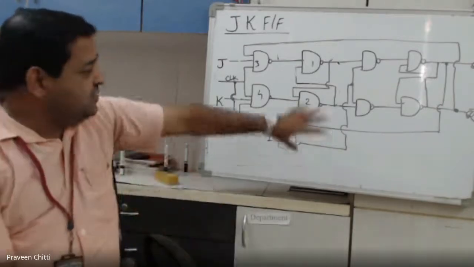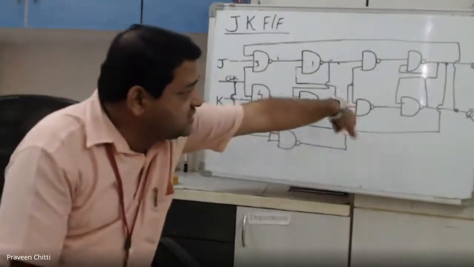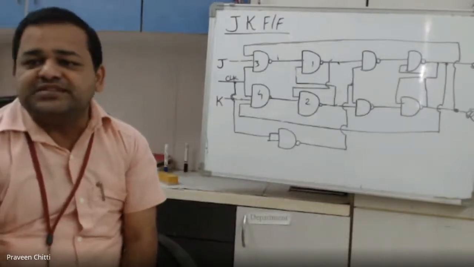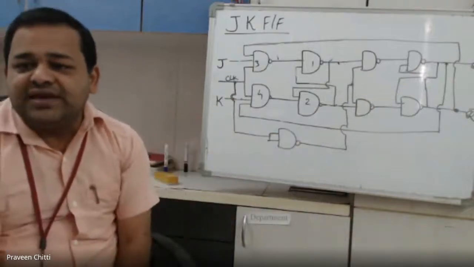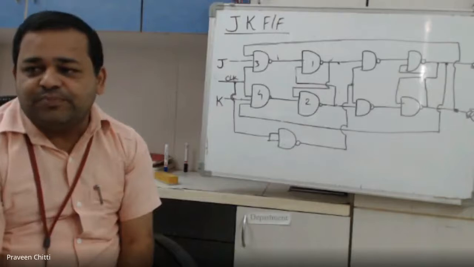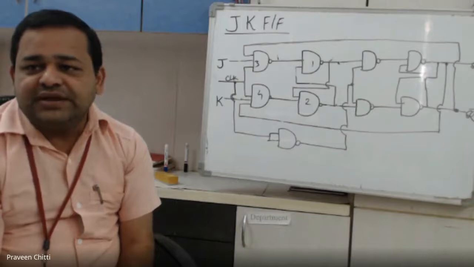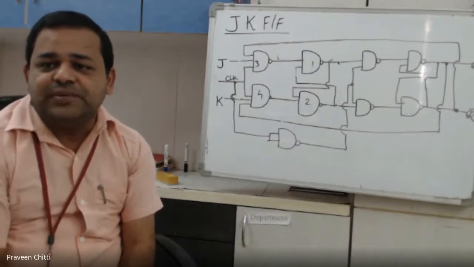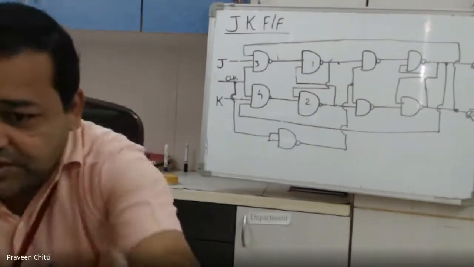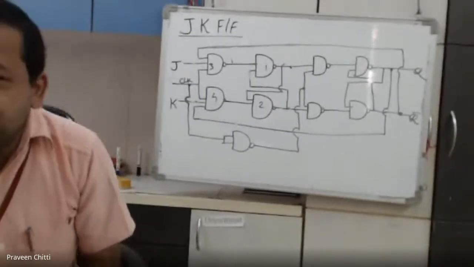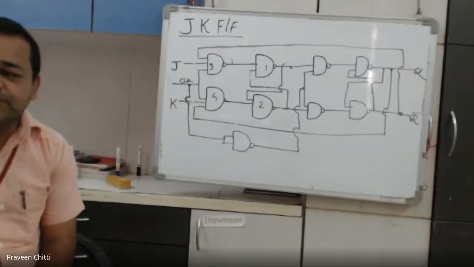And I have told you one JK flip-flop is used as a master, where the clock is given directly, and the complemented clock is given to the another JK flip-flop, that is called the slave flip-flop. So one is the master flip-flop, another is the slave flip-flop. Together we call it a master slave JK flip-flop. Is that clear? The important advantage of this JK flip-flop is that it eliminates the forbidden state which is there in the SR flip-flop, and the forbidden state becomes what is called the toggle state in the JK flip-flop.